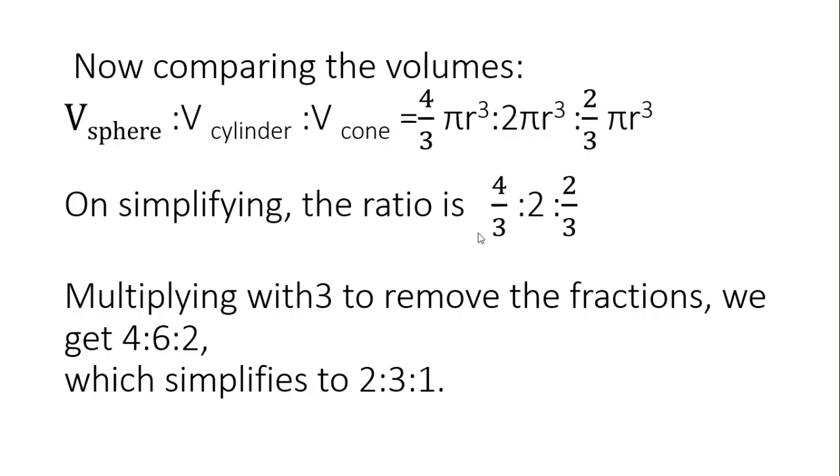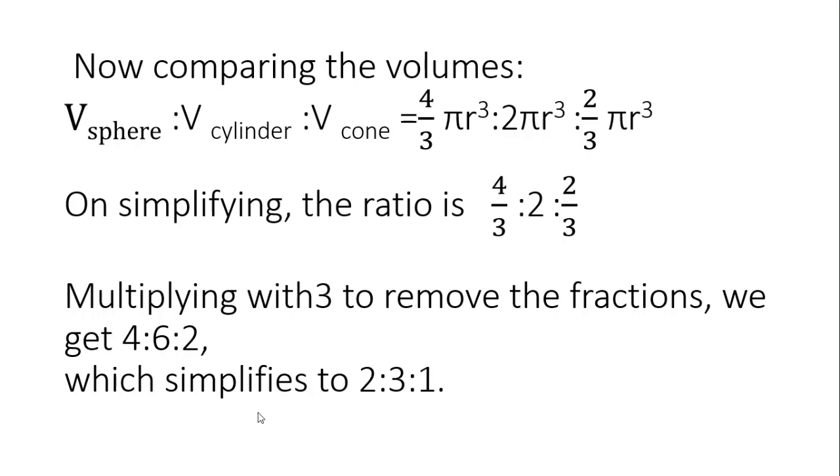So when we multiply with 3, how does it become? 4 by 3 into 3 means 4. 2 into 3 means 6. 2 by 3 into 3 means 2. Further simplification, what do we get? 4 is to 6 is to 2, or 2 is to 3 is to 1. So we have done a simplification here. Finally, what is the ratio of the volumes of a sphere, cylinder, and cone? It is nothing but 2 is to 3 is to 1.